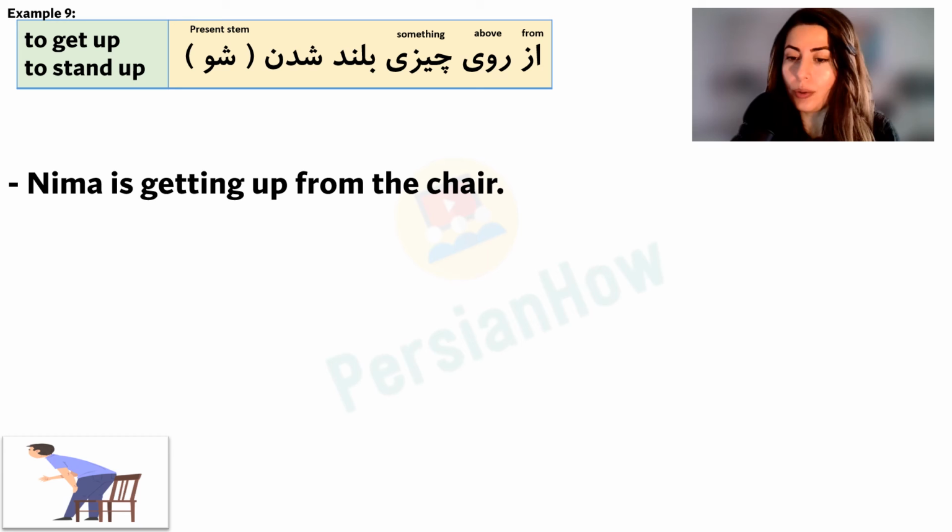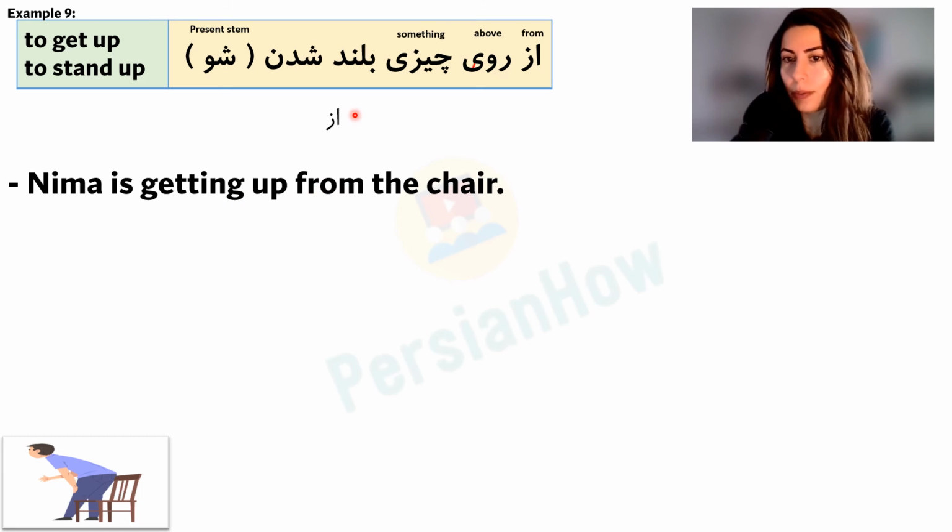And رو is a preposition that needs to be connected to the object by اضافه. So that's why we add this ye here. So the implied اضافه can sit here. So روی. Let me change my pen. روی چیزی. All right. And let's go over to the vocab.